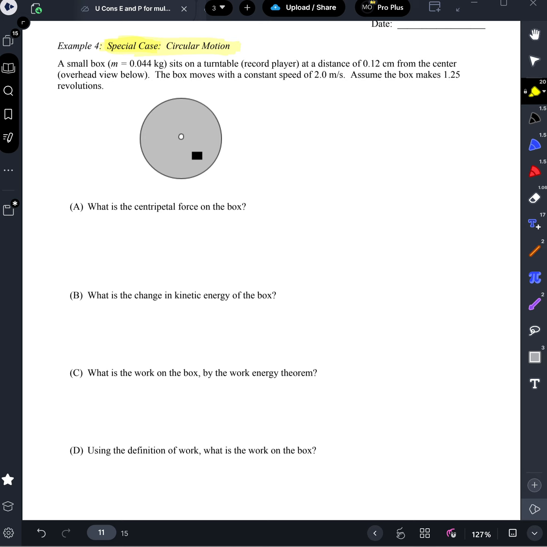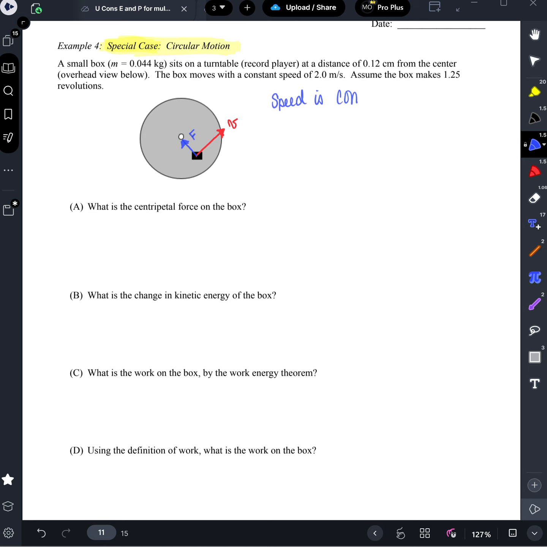Now, things to keep in mind that might be helpful here. If you remember that the velocity is always tangent to the path of an object moving in a circle. And in order to make it go in a circle, there needs to be a centripetal force pointing radially inward towards the center of the circle as it moves around. Now, keep in mind, we know that the velocity is constant, or the speed is constant.